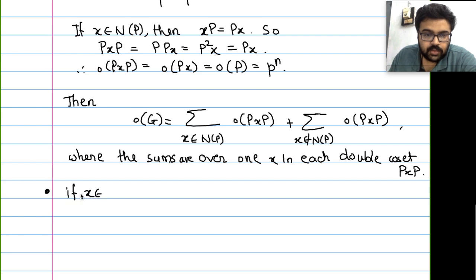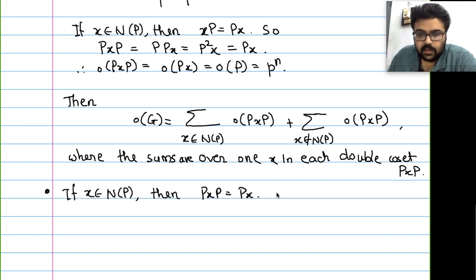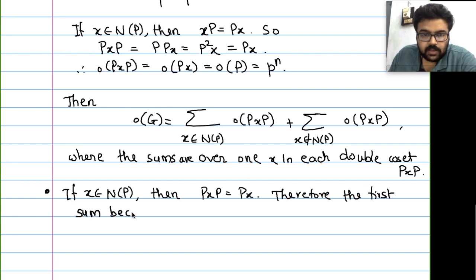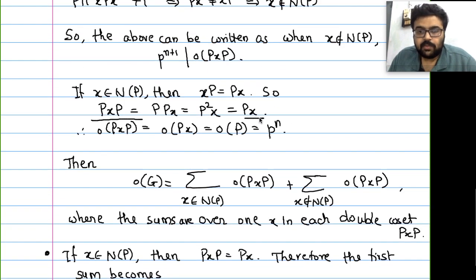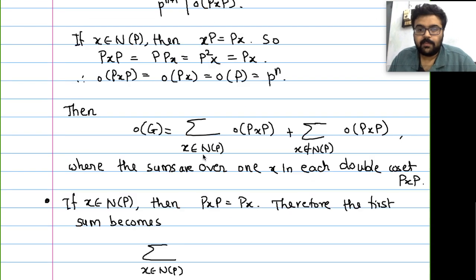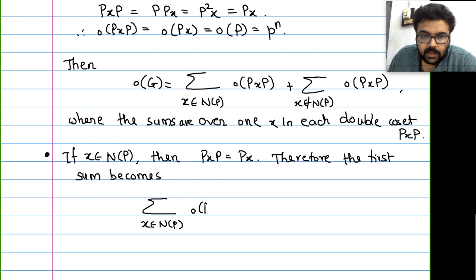If x belongs to N(P), then what is PxP? Then O of PxP equals Px, so the first sum becomes the sum over x belonging to N(P), because it is in N(P), we have seen that PxP equals Px, right? So the double coset becomes the right coset of P. So this is nothing but the order of Px.